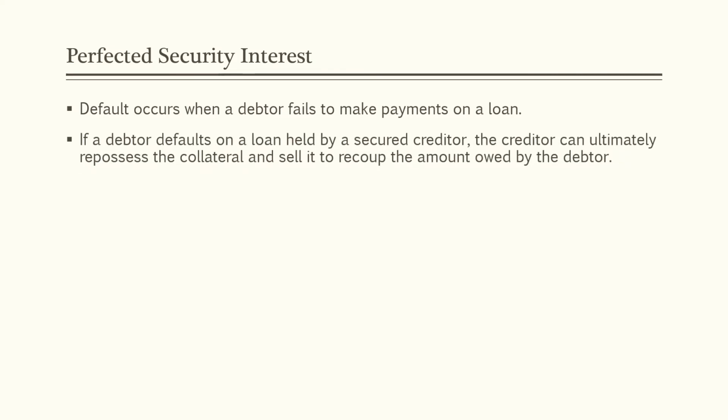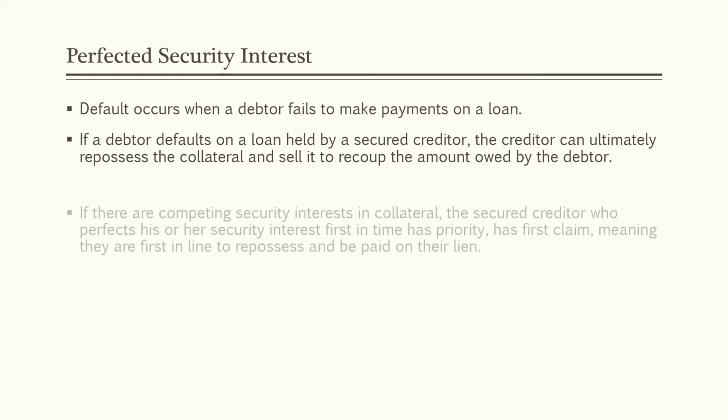Next, we will discuss the importance of a perfected security interest. Now, default occurs when a debtor fails to make payments on a loan. If a debtor defaults on a loan held by a secured creditor, the creditor can ultimately repossess the collateral and sell it to recoup the amount owed by the debtor.